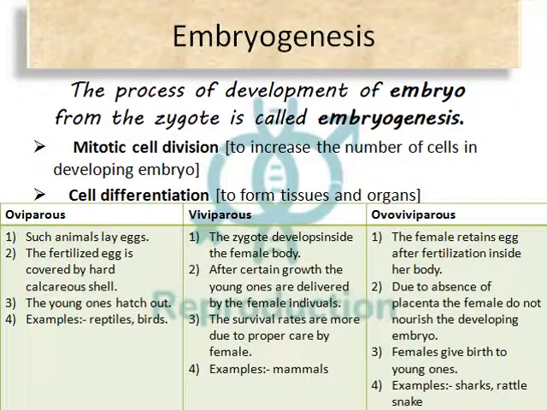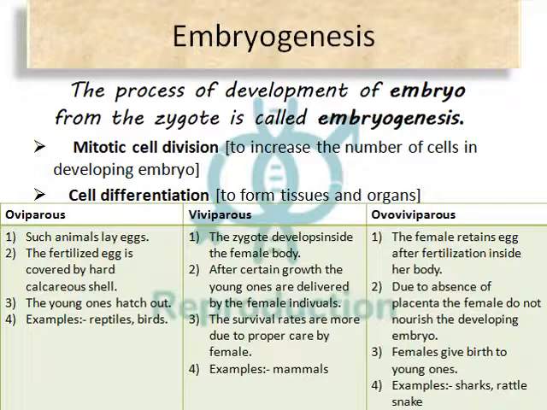Now these zygotes or the eggs are covered by calcareous shells. It means they are covered by shells made up of calcium. This is so that they are protected from the external environment. Now when they lay eggs, the zygote develops within that egg, and once it is fully matured, the young ones hatch out of that egg.